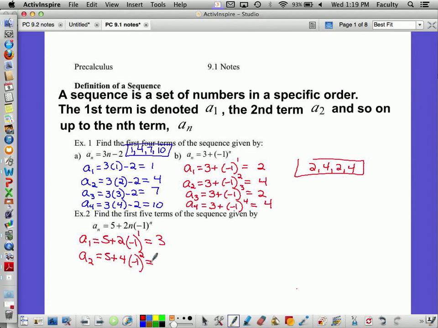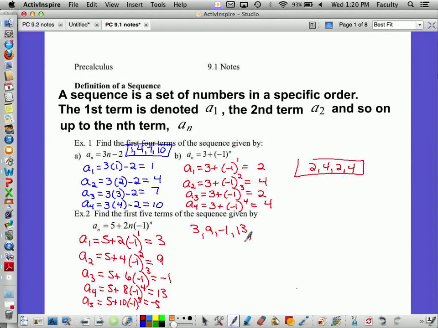So now when I square the negative 1, that makes it positive 1. So you see that that's 9. So I have the list 3, 9, negative 1, 13, negative 5. Do you guys get that? So this part's the easy part.